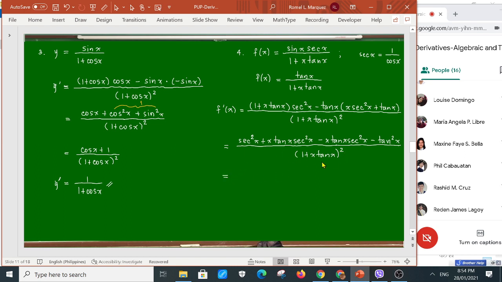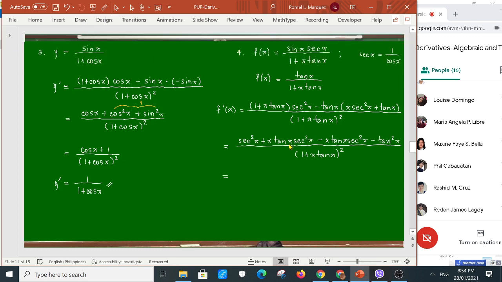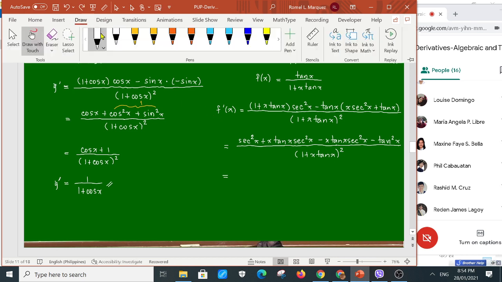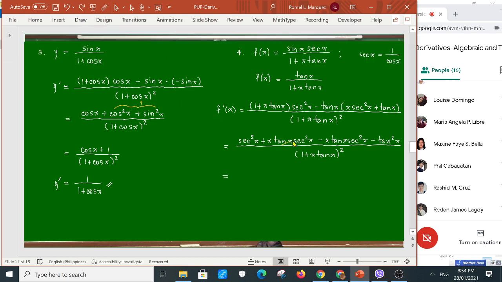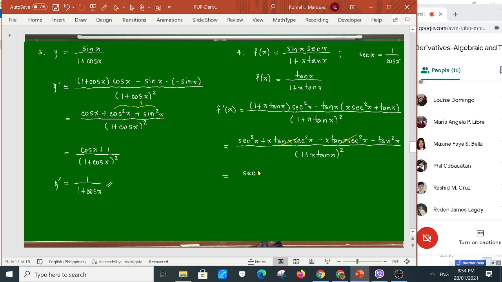Simplify further. Actually, that's already the derivative. What we are trying to do is just make it simple. This is 0, no? And that is 0. Together with the first one, this and this are 0. Then we have secant squared. Rashid, what is secant squared minus tangent squared? Do you remember an identity associated with that?